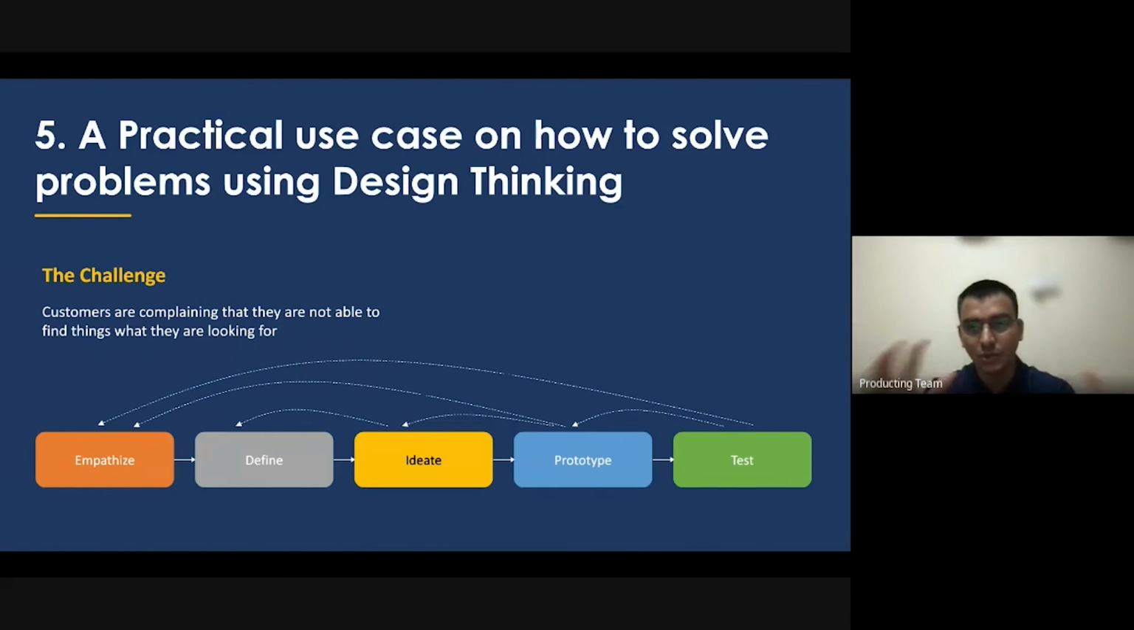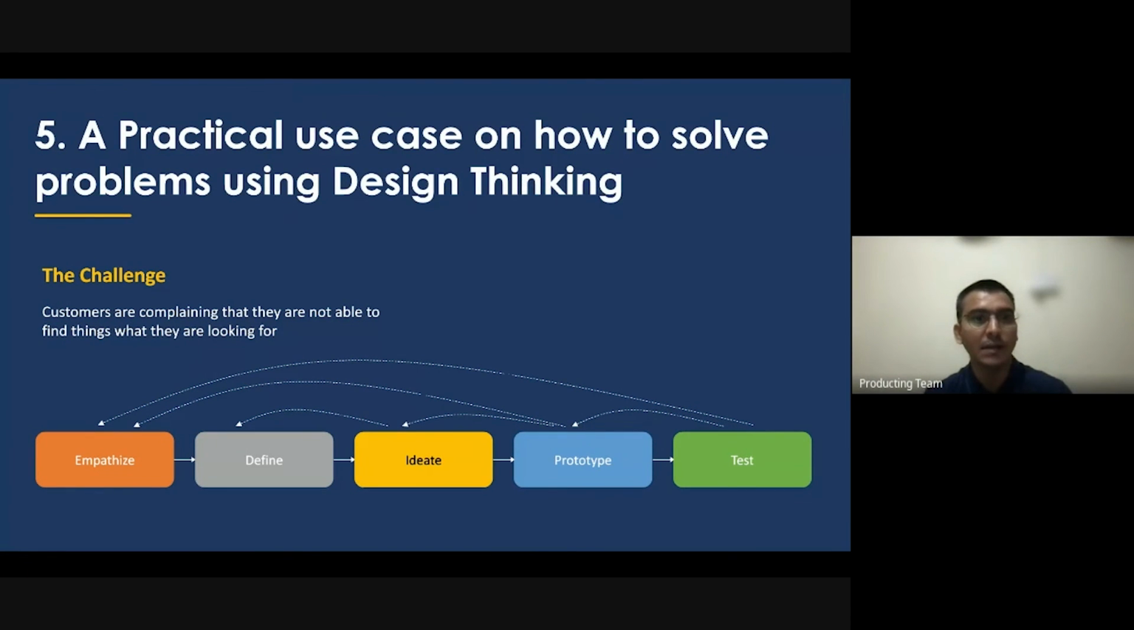Okay, so this is how you solve big problems using design thinking. Now, with design thinking, don't just think about the UI or UX part of it. Design thinking is used to solve the biggest problems. And one of the biggest things which design thinking is able to solve is called a wicked problem.